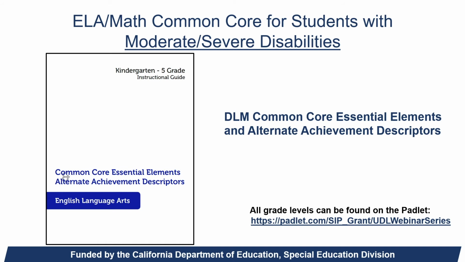These essential elements and alternate achievement descriptors serve as a resource to help educators align instruction and IEP goals to grade level standards. This resource is loaded with concrete examples of instructional strategies and goal setting based on 4 instructional achievement levels, which describe achievement across 4 different levels.